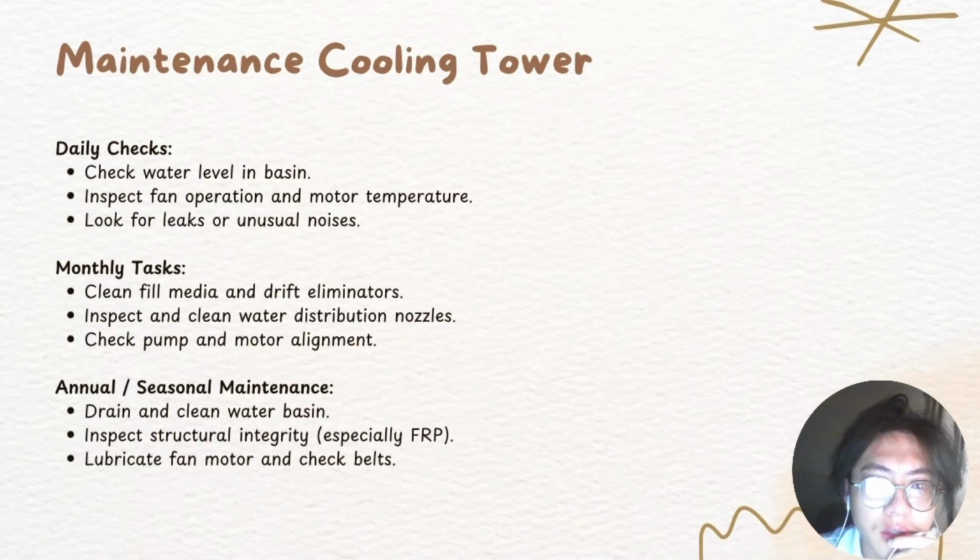For the maintenance of cooling tower, there are 3 types of checking. The first one is daily checks. The water level need to be checked in the basin, and then also the fan operation and motor temperature need to be inspected and look for leaks or unusual noise.